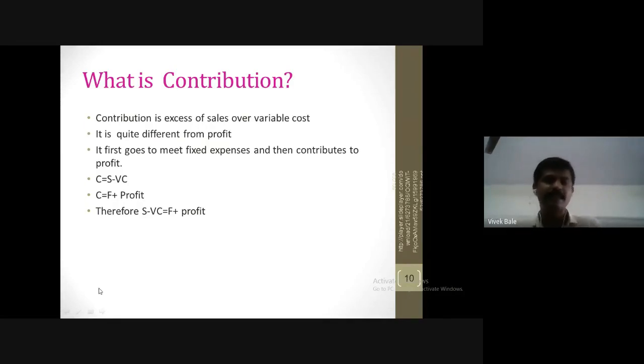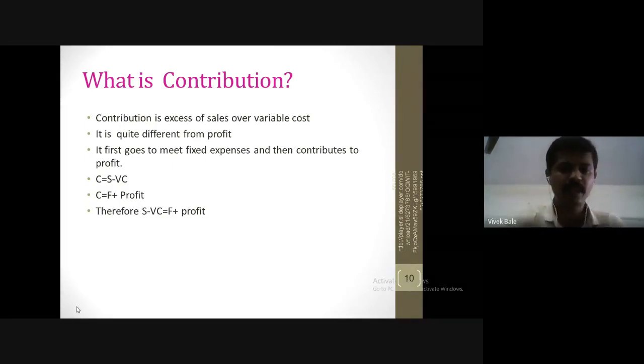Okay. Now see, this is one more term that you should understand very carefully. What is contribution? Contribution is nothing but, from the sales, if we minus variable cost, whatever portion that we get, that portion is called contribution. It means from the total sales, if we minus the variable cost, what? The direct material, direct labor, direct expenses, and all the variable overheads. They may be related with the production, maybe administration, maybe selling and distribution.